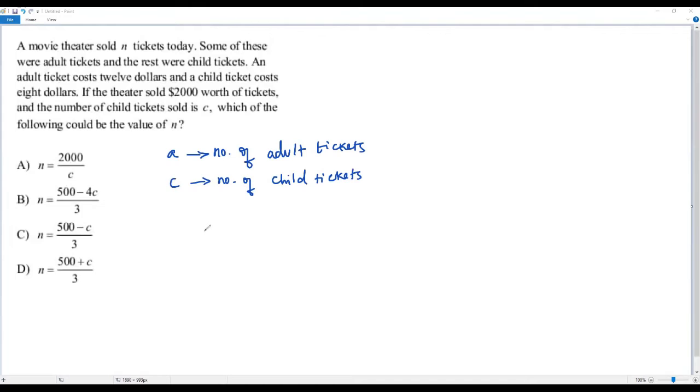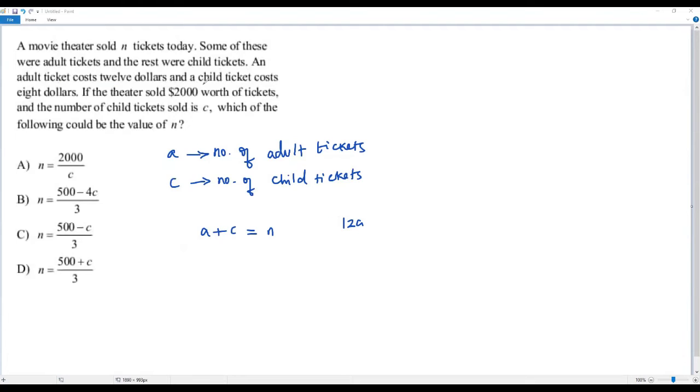Now when I add A and C, the number of adult tickets and the number of child tickets, that is equal to the total number of tickets sold. According to the given information, the total number of tickets sold is N. So A + C = N. And the question says the cost of one adult ticket is $12. Then what is the total cost of A adult tickets? For that we multiply the cost of one ticket, $12, by the number of tickets A. So 12A is the total cost of A adult tickets.